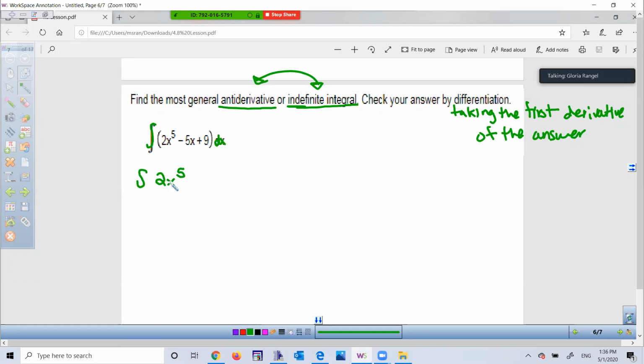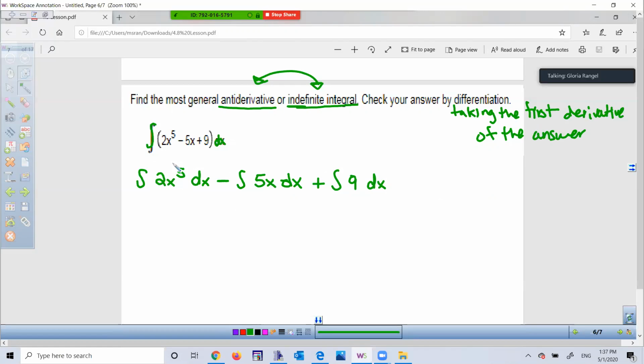So the integral of 2x to the fifth with respect to x, minus, because that's the symbol that you have, the integral of 5x with respect to x, plus the integral of 9. I know it doesn't have an x, but everything was written in terms of x's, so you're not going to change that. So now all I did here is break it into smaller pieces. This big integral, or this antiderivative that I needed to do, I'm doing it step by step, one at a time.